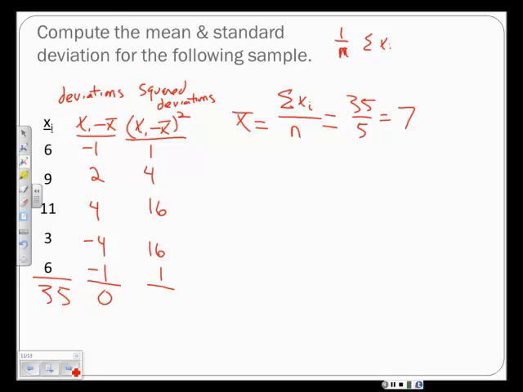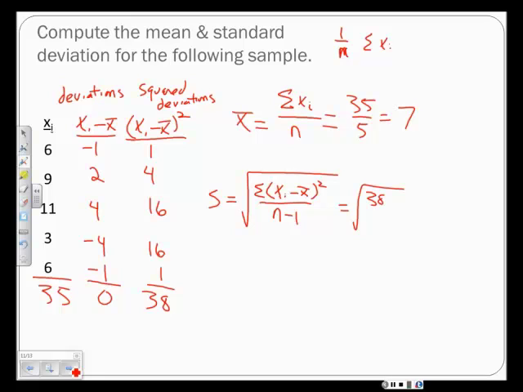And I'm going to then just add those up. And I get 38. The sample standard deviation is going to be the square root of this sum divided by n minus 1. Let me write that out for you here. S is equal to the square root of the sum of the squared deviations, that's the 38 that we have down here, divided by n minus 1. So it's going to equal the square root of 38 divided by 4. I get 3.08 for that.